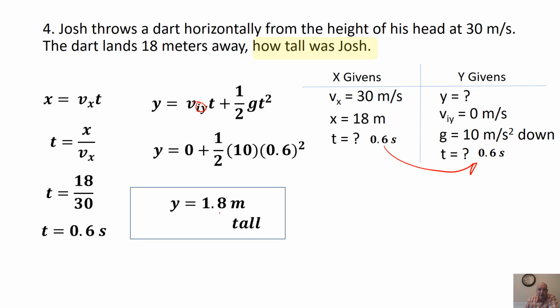Once again, like before, it's going to fall 1.8 meters, but here it's asking you how tall was Josh. So that's where the height comes in. If I ask you for a full answer, that would be the best full answer. For the most part, 1.8 meters is going to be fine.